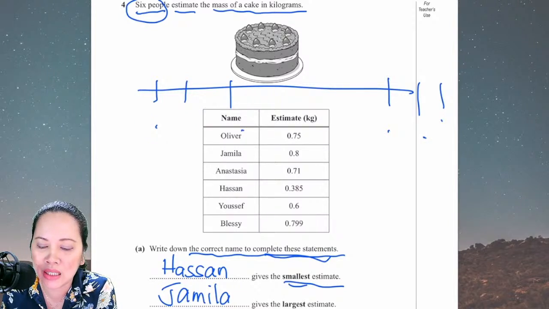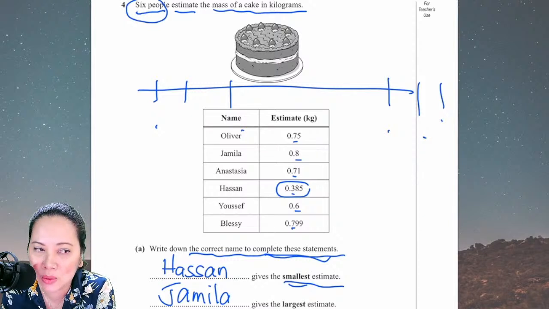So if you have this type of question, you look at the number right after your decimal. That's 0.7, 0.8, 0.7, 0.3, 0.6, 0.7. So amongst this, the smallest is 0.3, whatever is next to it. Okay? 0.3 is the smallest. The next one, the largest, is 0.8.